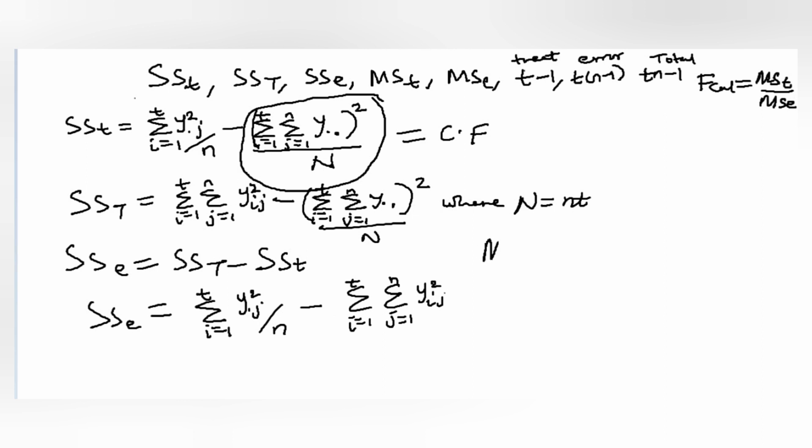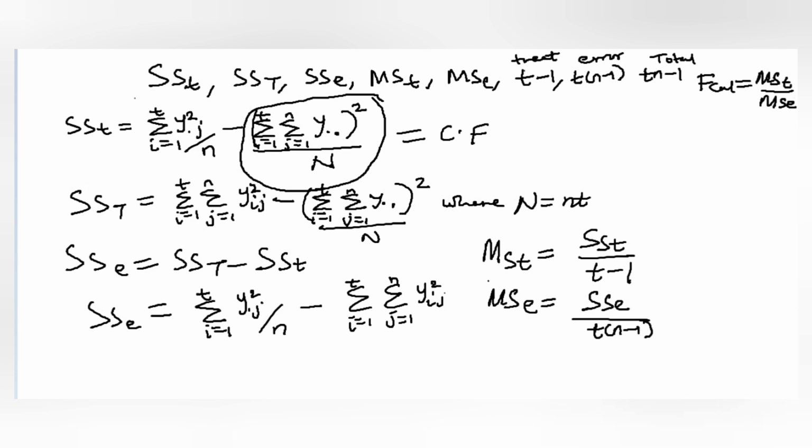So for MS treatment, you are going to have SS treatment all over T minus 1. Also for MS error, you are going to have SS error all divided by T into N minus 1. So this is your formula for MST and MSE respectively. Okay, we already have the F calculated to be this.